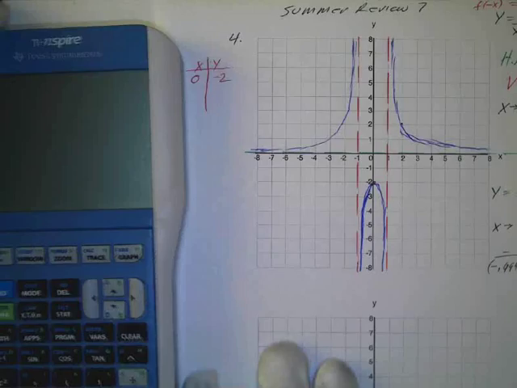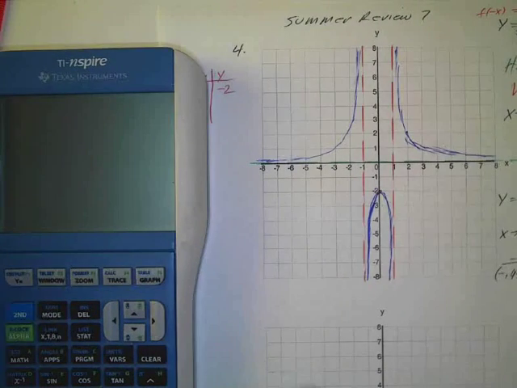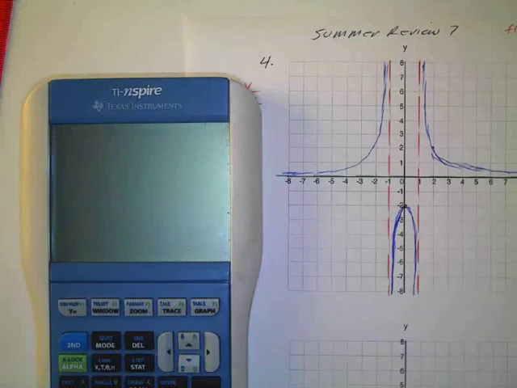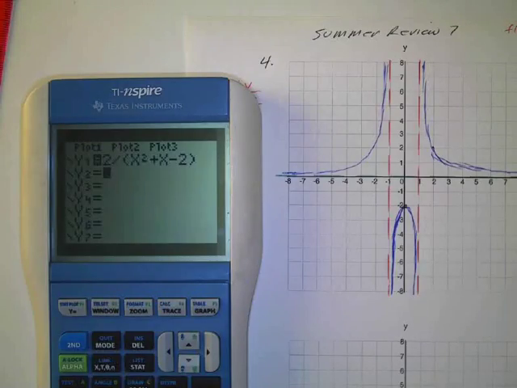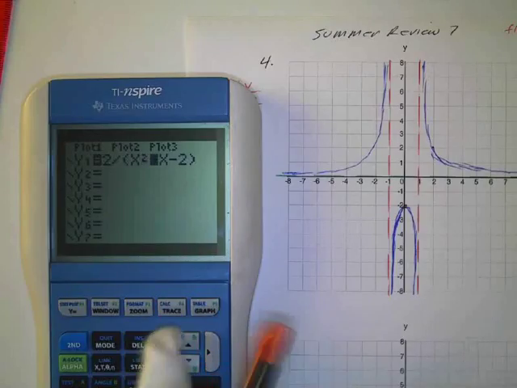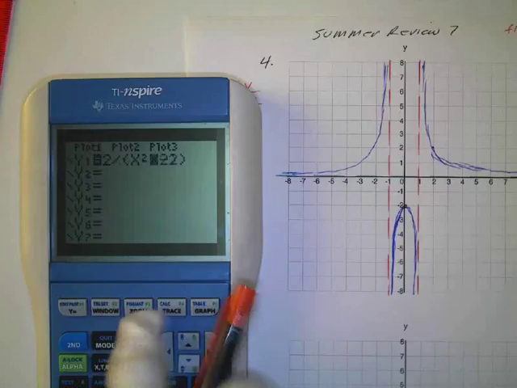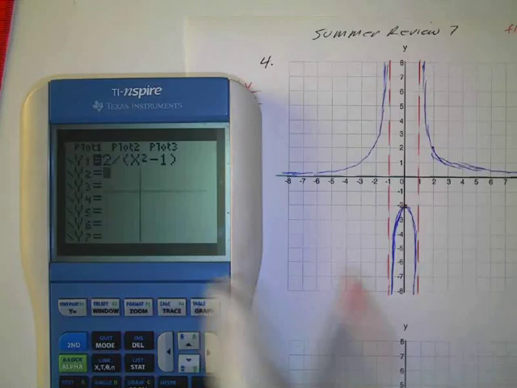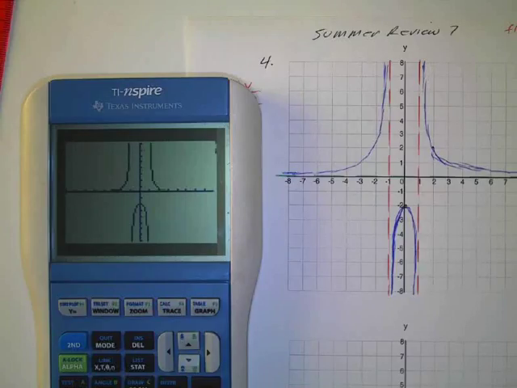Okay, so let's see what that looks like. I didn't graph this one ahead of time, so I have to graph it right now. Hopefully you got your equation there. So turn this guy on. And let's see here. Oh, I got to clear that. Well, actually we had 2 divided by just x squared, so I can delete that and make that a 1. So there's your equation, 2 over x squared minus 1.